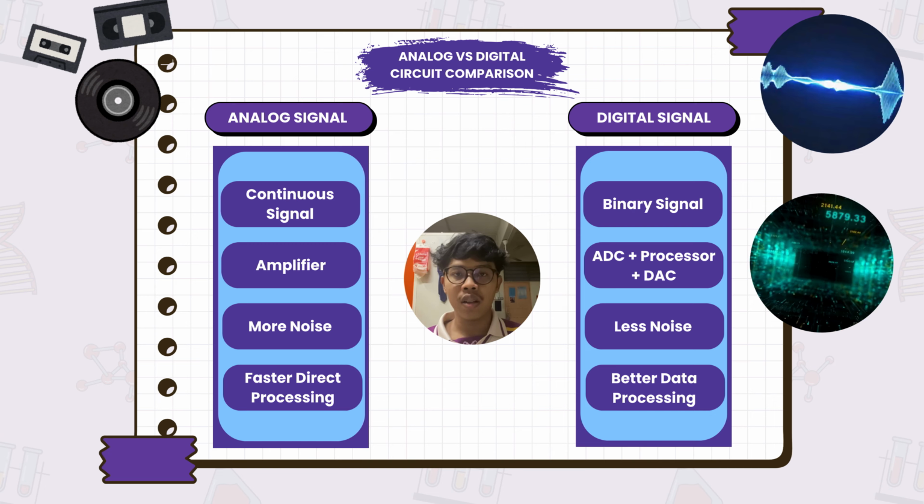Analog systems are generally more sensitive to electrical noise, whereas digital systems are more resistant to noise and provide better accuracy for data storage and processing. In today's technology, most electronic devices combine both systems. For example, a smartphone uses analog circuits to capture and reproduce sound, while digital circuits process, store, and transmit the information.